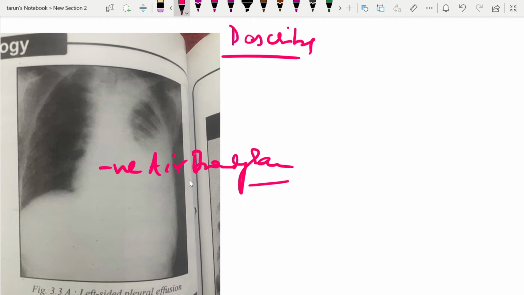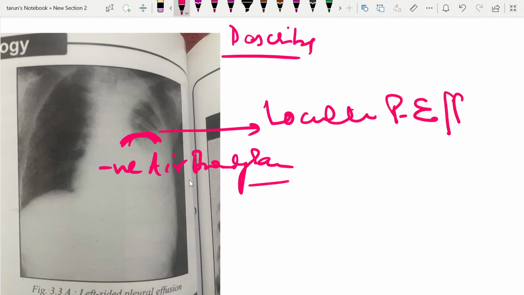If the curved border is convex, then you should think of loculated pleural effusion. So this is the description of the pleural effusion. So what is your conclusion? It is a left-sided moderate pleural effusion.